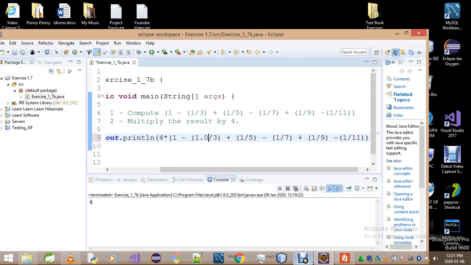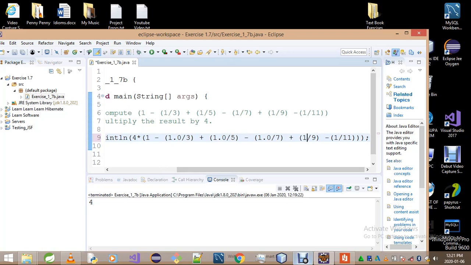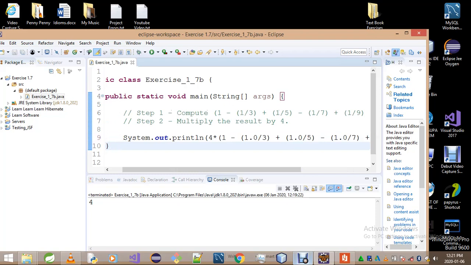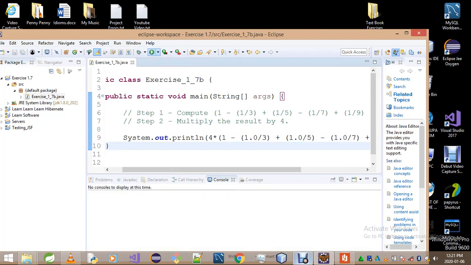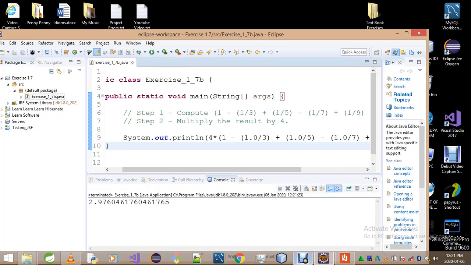We've got to put 1.0, we put 1.0, we also put 1.0 here, and 1.0 again. Now let's see what we get. You see, now we get something different.